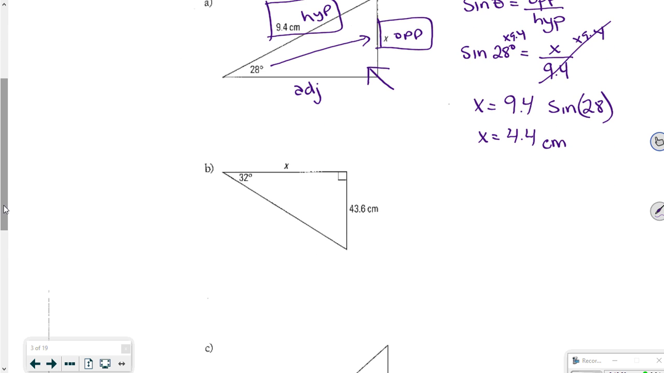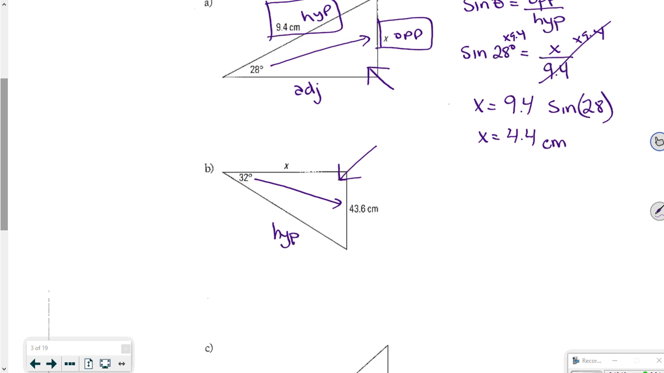For the next one, always start the same way. Label our triangle. So across from the right angle is the hypotenuse. Across from the angle we know something about is the opposite. The third side is always the adjacent. In this case, the sides we're working with are the adjacent and the opposite. The formula that has opposite and adjacent in it is tan. So tan of our angle is the opposite over the adjacent.